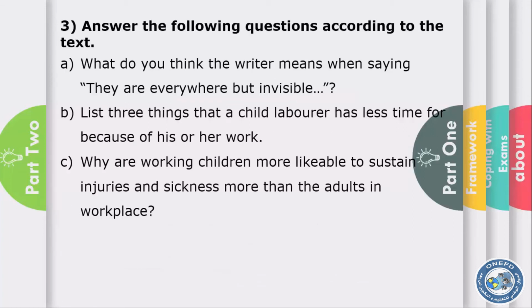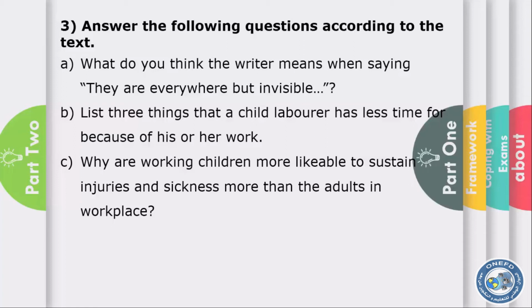So the third question: answer the following questions according to the text. This type of question requires a thorough reading of the text. Even though you seem to understand the text, you have to go back and read it more. This is a matter of scanning. It's looking for details. It's not like the true or false question. This is a more detailed process, so it's looking for comprehension.